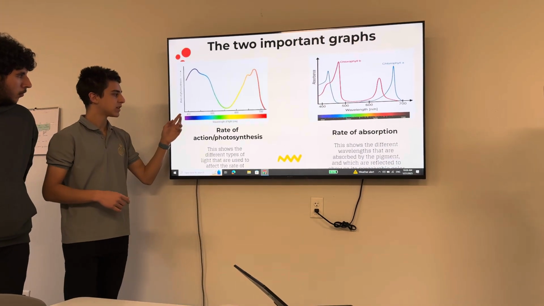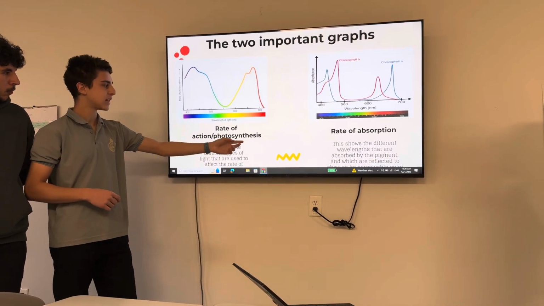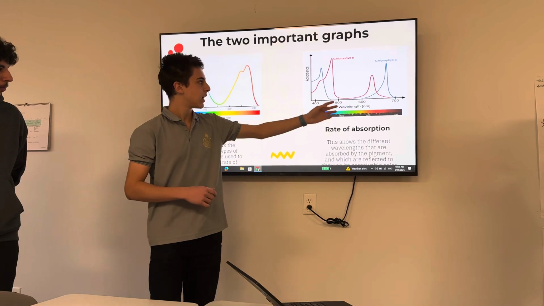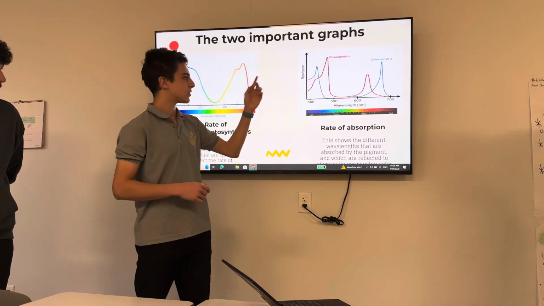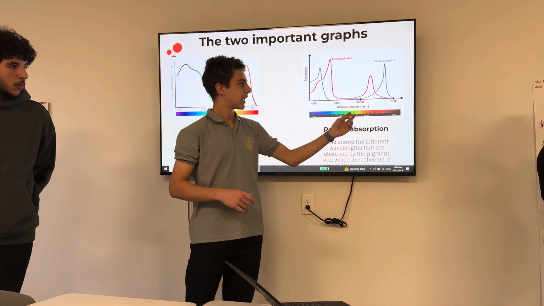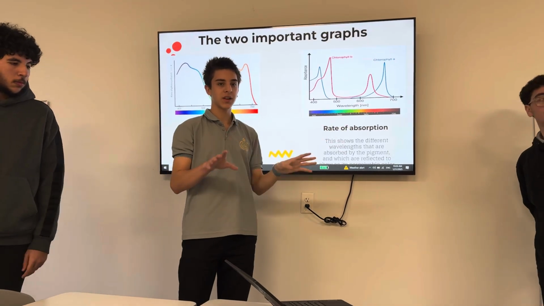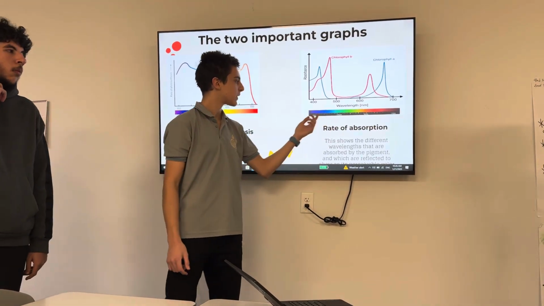This one, however, measures the rate of action, or photosynthesis. Like we said, this one's chlorophyll A, so we'll focus on chlorophyll A. It can absorb green light. It bounces it off, so that's why we perceive it as green.